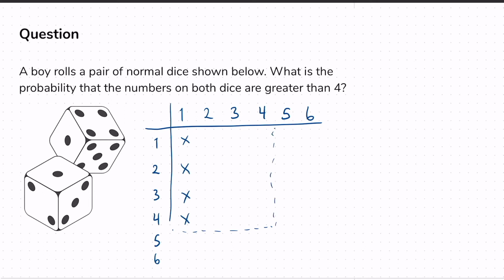And how many crosses are there in there? Let's get rid of these. Well, it's 1, 2, 3, 4 by 1, 2, 3, 4. So there are 16 crosses here.